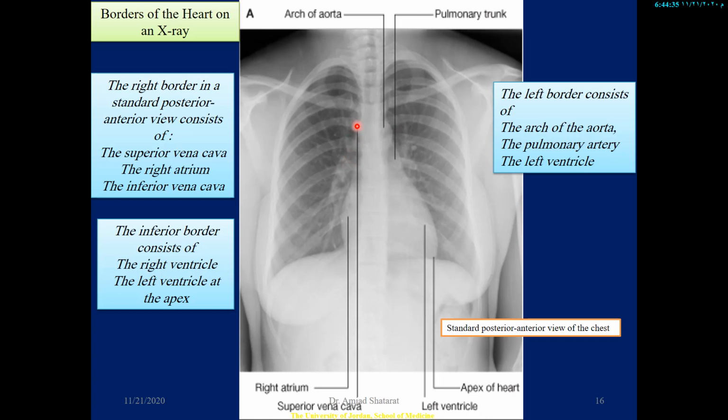On this side, as you can see, this is the superior vena cava. Then we have here the right atrium. Nothing to say about the right ventricle, for example. That's why you need to know the borders and which part contributes to their formation. The inferior border here is made by the right ventricle, except this area, the apex, which is by the left ventricle. So in these two slides, we just explained the borders of the heart.